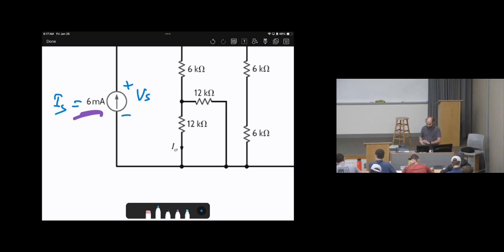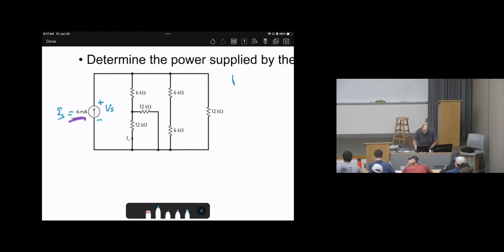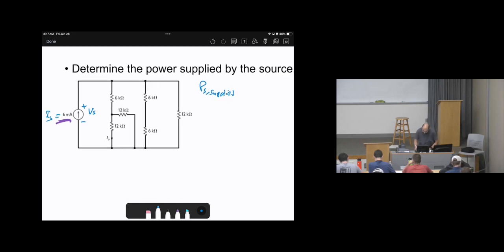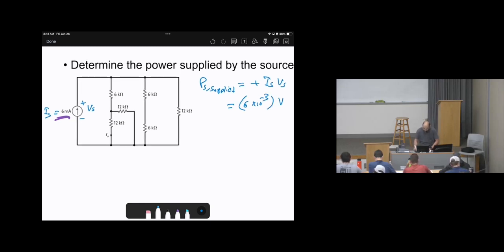What's the point of making this? In this situation, I can guarantee this element is supplying power because the current is leaving the positive. Then I can guarantee P source supplied is positive. It's no longer negative, so I don't need to worry about the negative sign. So it will be positive I source times V source. Okay? Now, how can I calculate it? It is I source, which is 6 milli, 6 times 10 power negative 3, times V source.